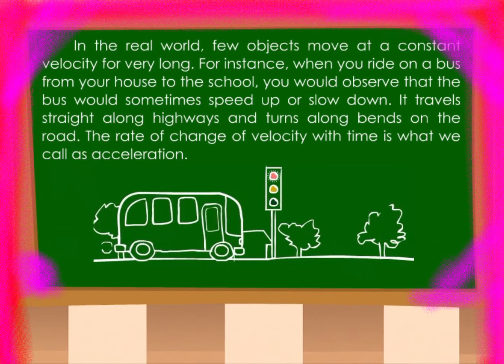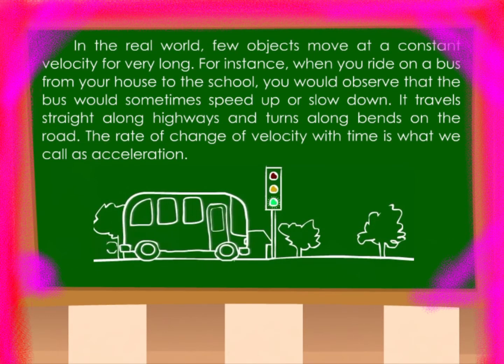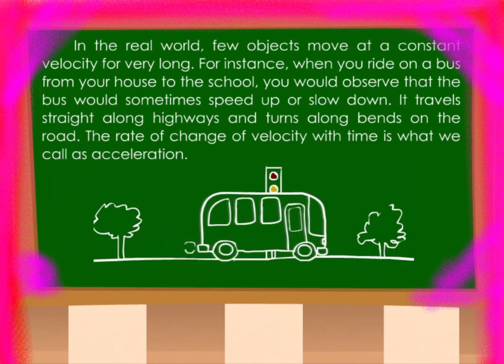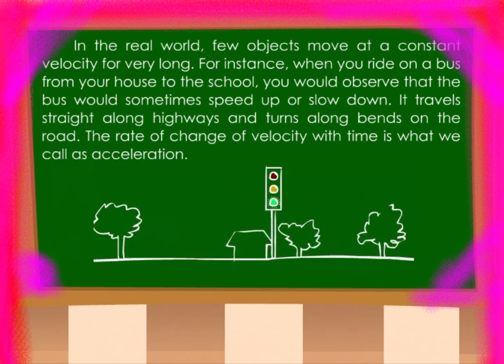In the real world, few objects move at a constant velocity for very long. For instance, when you ride on a bus from your house to the school, you would observe that the bus would sometimes speed up or slow down. It travels straight along highways and turns along bends on the road. The rate of change of velocity with time is what we call acceleration.